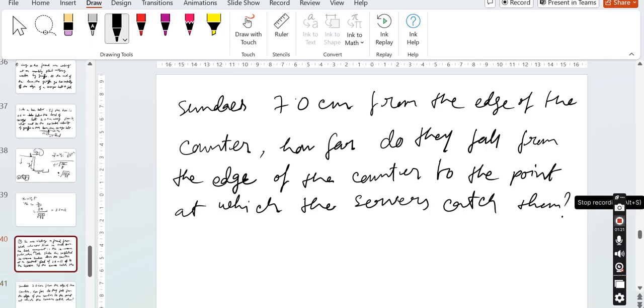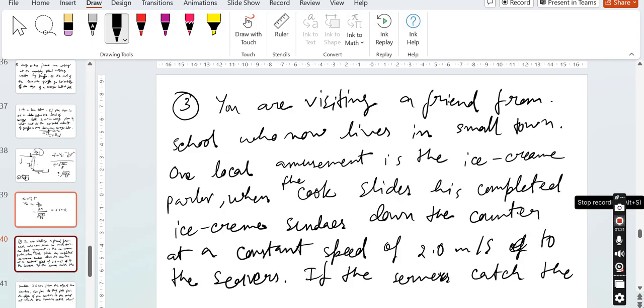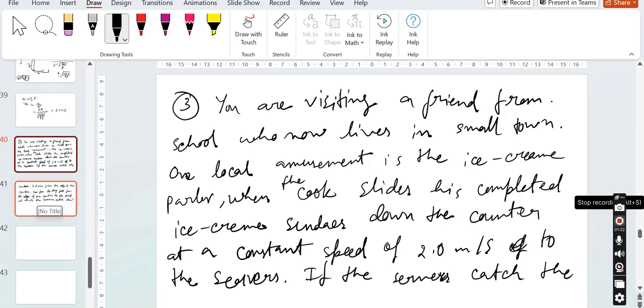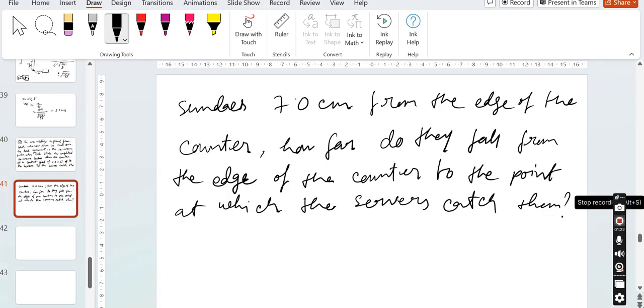So basically, the whole question is there is a cook in an ice cream parlor, who, when the ice cream making is finished, will throw the ice cream at a speed of 2 meters per second to the server, and the server catches the ice cream from 7 centimeters away.